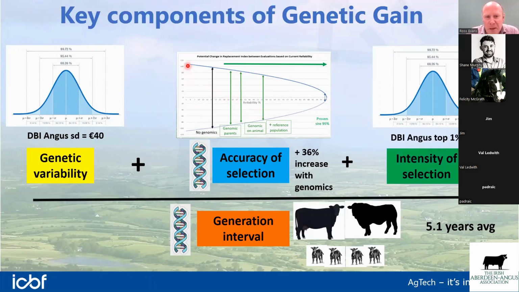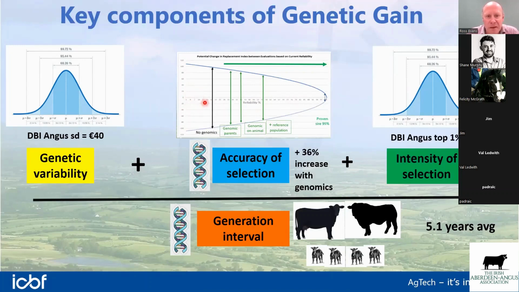And just to explain, what I have here on the x-axis is the reliability. As you can see, it's going from 0% up to almost 99%. And what I have here on the y-axis then is the likelihood of that index to change when that animal goes from this point to when it's fully proven.